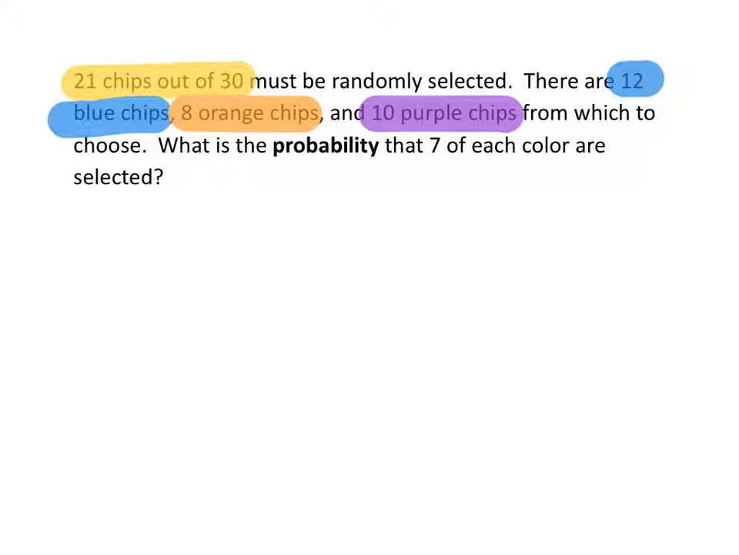All right, I've done some color coding for you, so maybe it's a little bit easier to read. So let's think about this. We need to figure out the probability that we get 7 of each color selected. So we know we want our desired outcomes in the numerator, with our total number of events that can happen in the denominator. So here in the numerator, I want to choose 7 chips of each color. So right now I have 12 blue chips, and I want to choose 7. Does it matter the order I choose those 7? No, it doesn't matter.